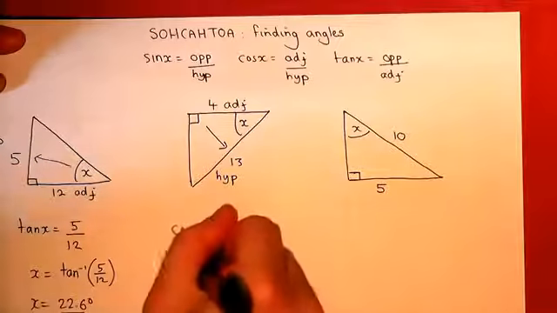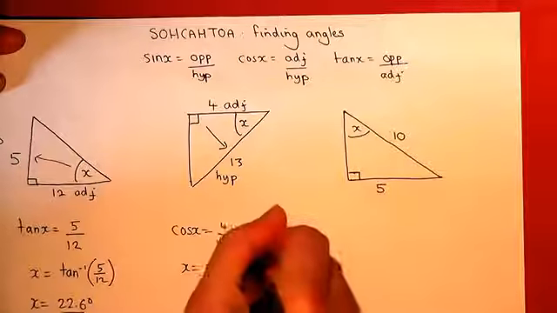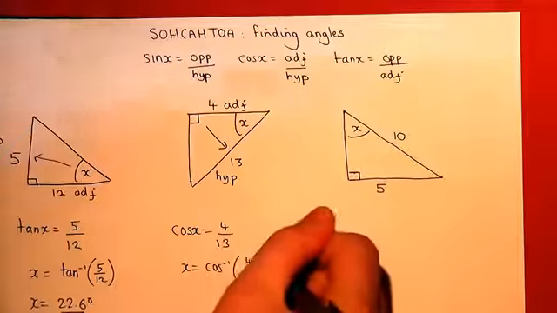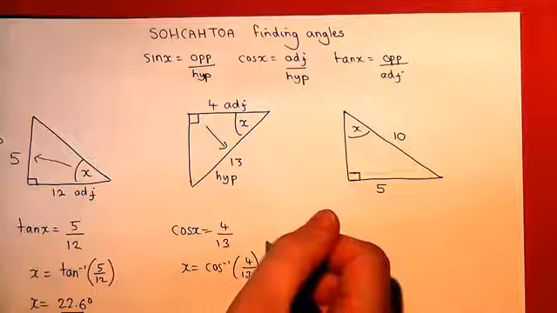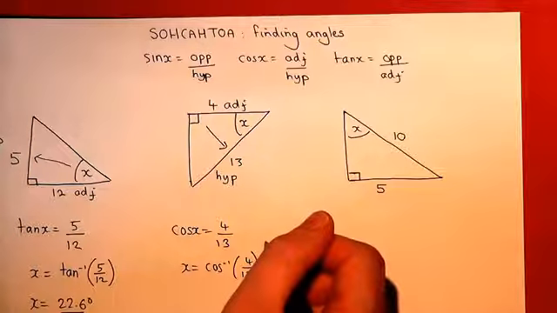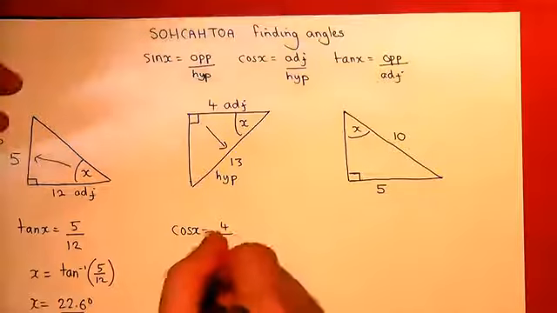So to find x, we do the inverse cos of 4/13. So we put that into our calculator. Inverse cos of 4 divided by 13, and we get 72.1 degrees.